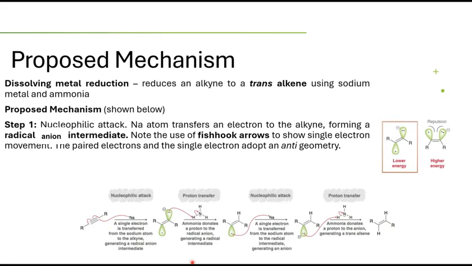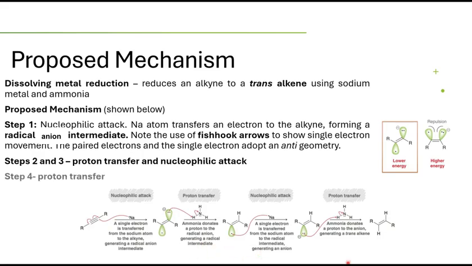Note that the anti-geometry would allow it to obtain a lower energy, and therefore be more stable, than a higher energy geometry where we would have repulsions between the lone pair and the radical. Steps 2 and 3 are proton transfer and nucleophilic attack. And then step 4 is another proton transfer, resulting in the trans-alkene.